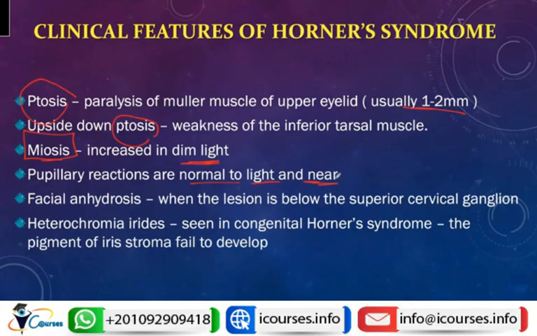So not every anisocoria presents with dilated fixed pupil, because it's only if there is affection of the efferent pathway. But here the efferent pathway is intact. The only problem here is that the sympathetic is not working, so it will affect the dilator pupillae, not the constrictor pupillae. Facial anhydrosis will be the one important clinical sign to differentiate between the preganglionic and the postganglionic.